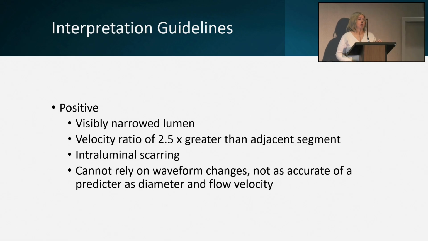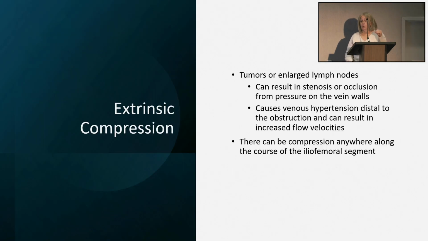So when do we call it positive or consistent with compression? When the lumen is visibly narrowed, when you have a velocity ratio from one segment to the next of greater than 2.5. You cannot totally rely on those waveform changes, but you can pretty much predict which patients probably need to go to venogram and which patients maybe not.